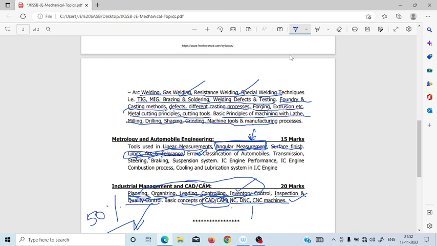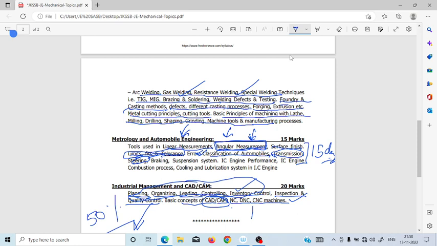We will discuss these things in class, and metrology is quite a theoretical part. Automobile is also theoretical but quite heavy, it takes a toll to discuss all these. In automobile, we have the classification of automobiles, which is a very simple thing. Transmission is basically a two-day chapter. Steering is again a two-day chapter. I think this particular portion will take around 15 days to complete.